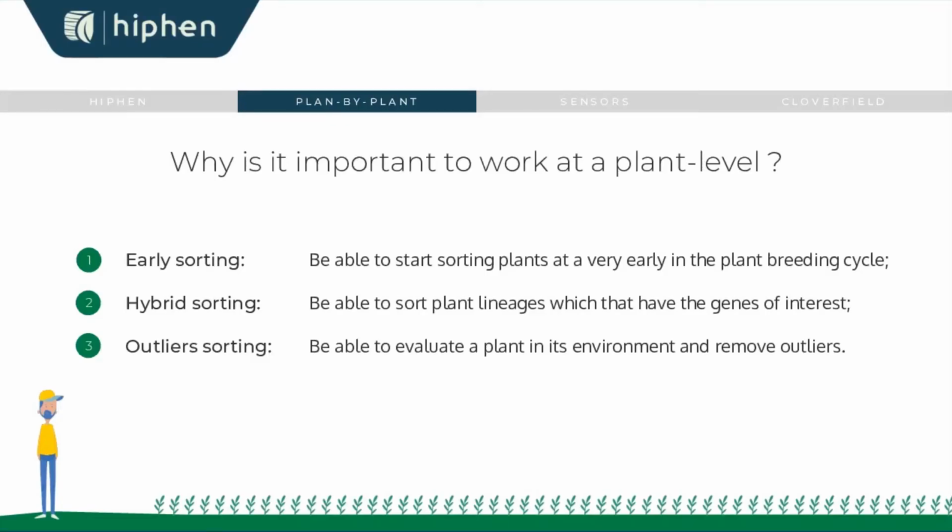From there, why is it important to work at a plant level? We believe that there are 3 key concepts and advantages to this solution. One is what we call here the early sorting, so giving you the ability to start sorting plants at a very early stage in your breeding program. And Alexis will show us what that looks like in a minute.